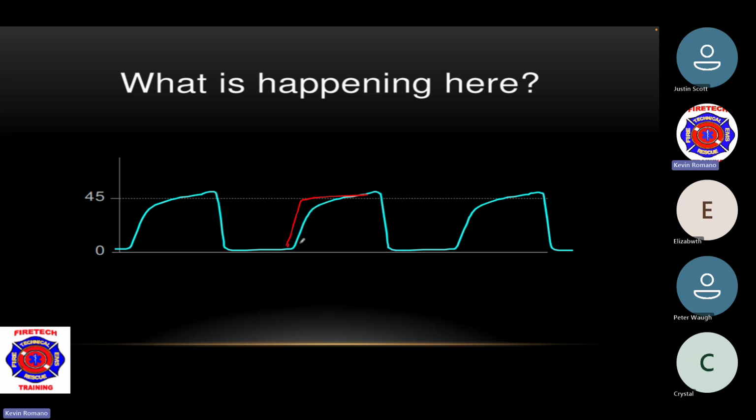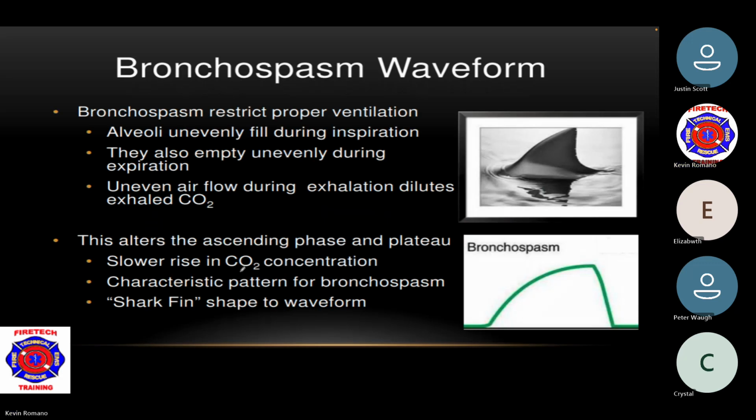Right. So it's rounded here. And then they take their breath back in. Then they exhale, it's rounded again. So what's happening here is that we're starting to see bronchoconstriction. So our alveoli are trying to release all at the same time, right? That's a normal ventilation, normal waveform. But if there's mucus in the way, there's blockages, it's not going to escape all at the same time, therefore causing that rounded edge, or it looks like the shark fin.